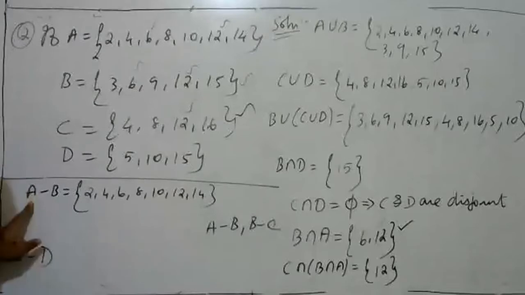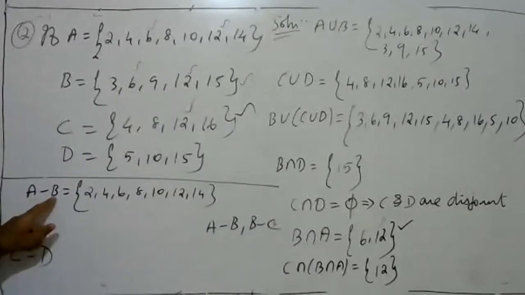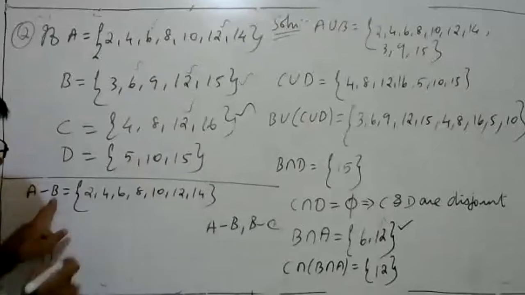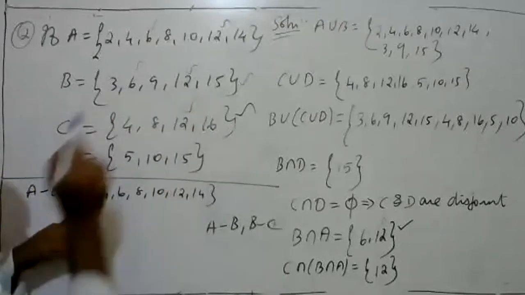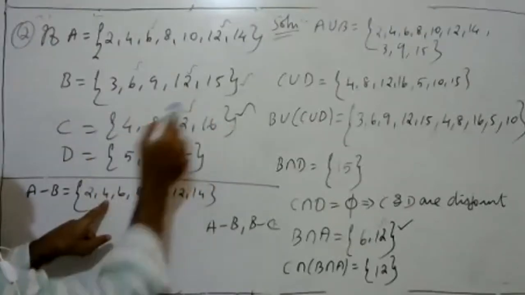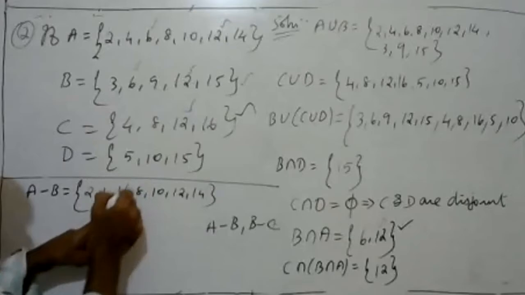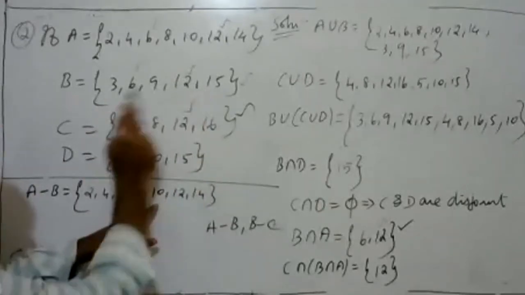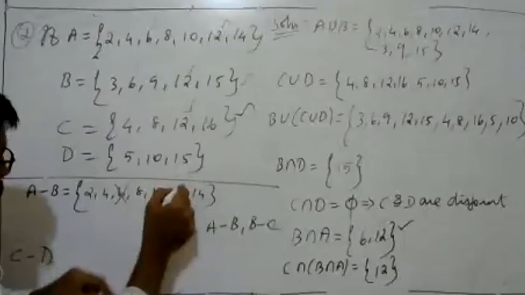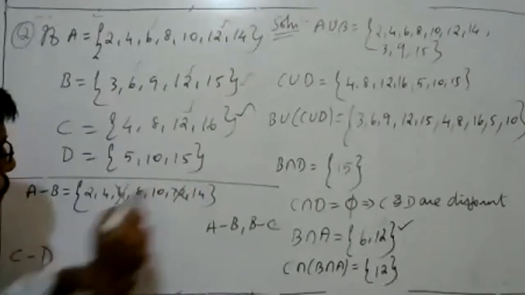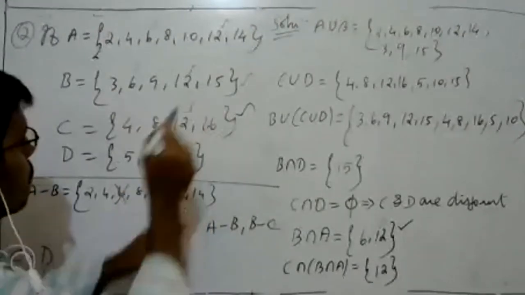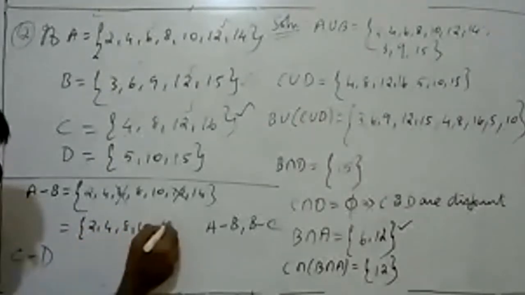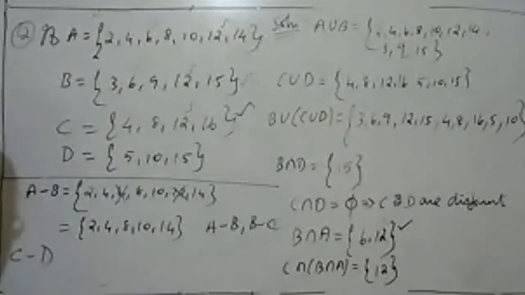Write all the elements. Now remove the elements which are in B. 2 belongs to B? No. 4 belongs to B? No. 6 belongs to B? Yes, remove that. 8 belongs to B? No. 10? No. 12? Yes, remove that. 14? No. So this is your 2, 4, 8, 10, 14. This is your A minus B.